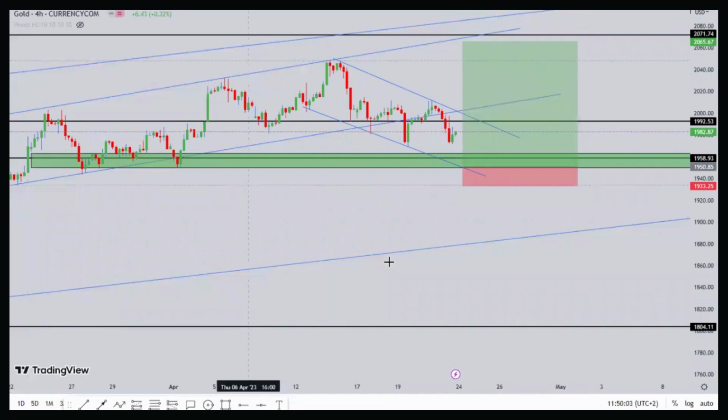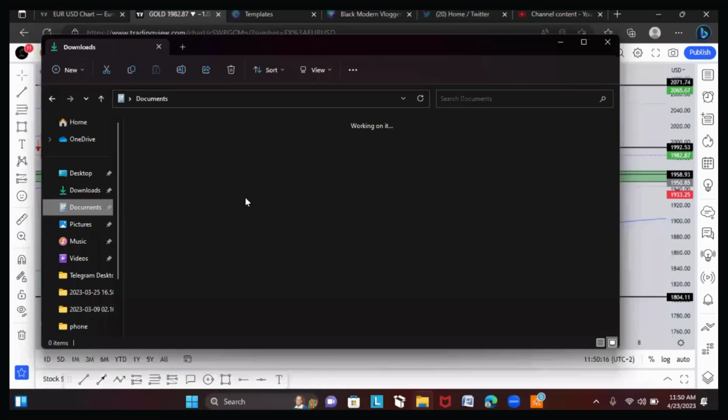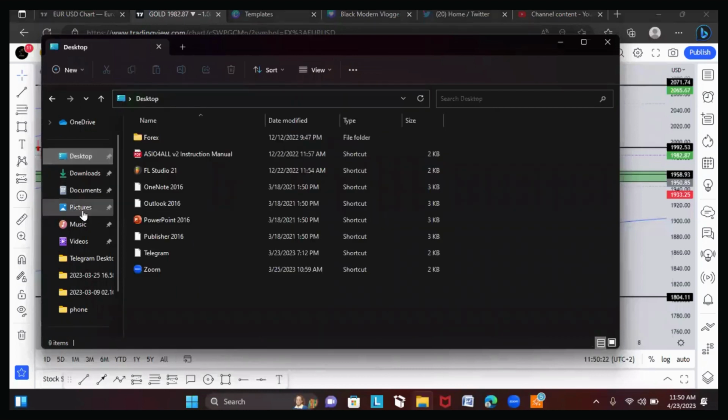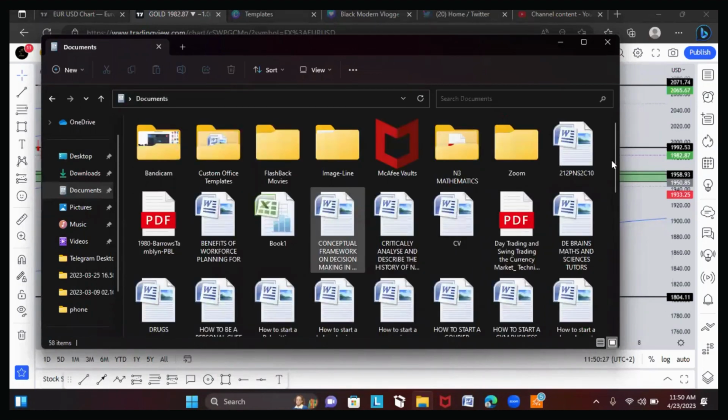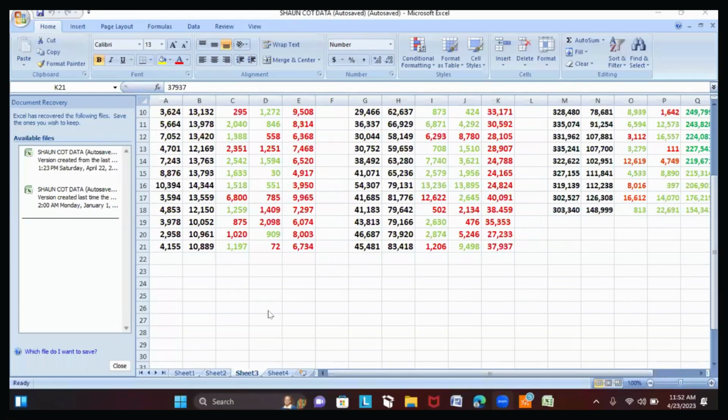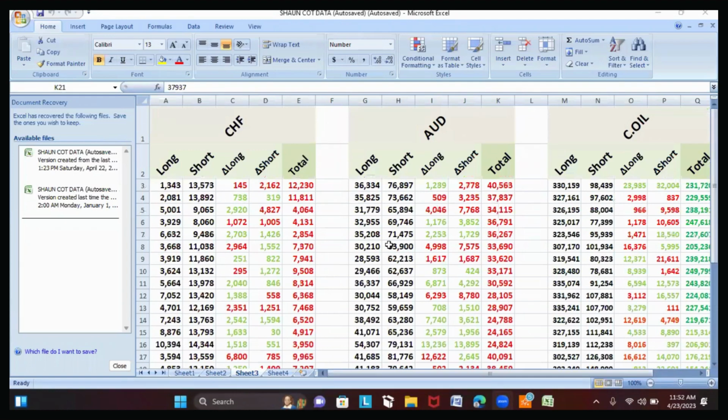So this was gold. Okay, before we move further, let's look at the commitment of traders. We're trying to understand what the institutions are actually doing. I have an Excel file here in Documents that we're going to use. Let me just pause this a bit. Okay, so there we have it. This is my commitment of traders, which I recorded myself.